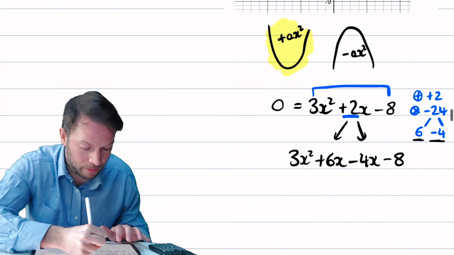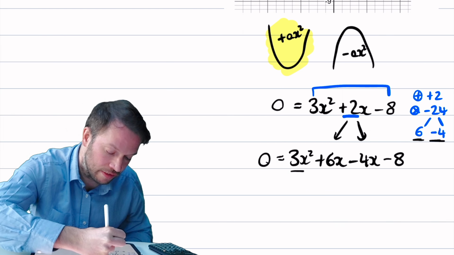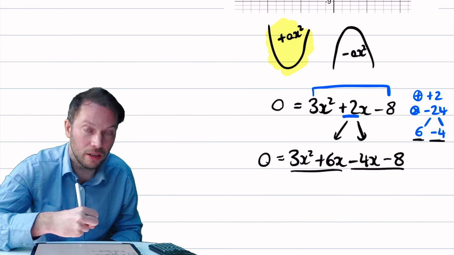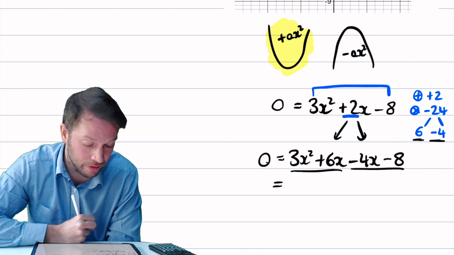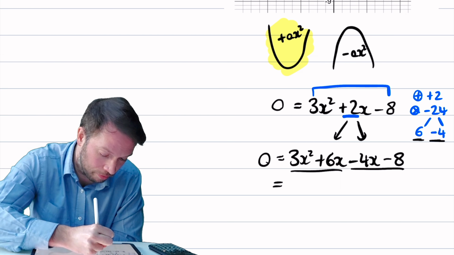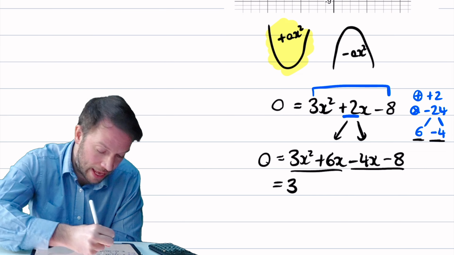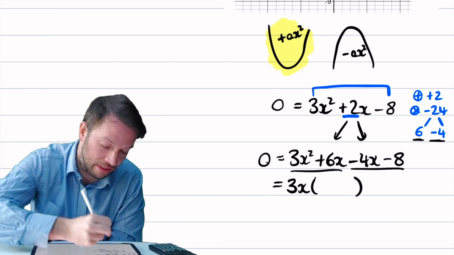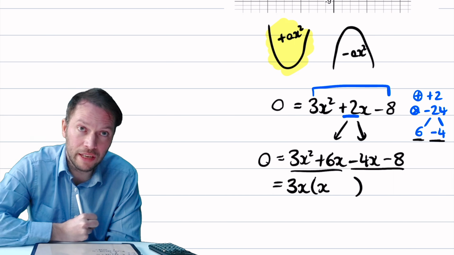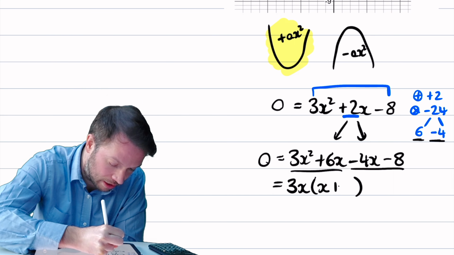And then what we do is we factorize the first half and the second half. So 3x squared plus 6x, what's common to them both? Well, 3 and 6 have a common factor of 3. X squared and x have x in common. Then you have a bracket. 3x times what is 3x squared? It's x. And 3x times what is plus 6x is plus 2.